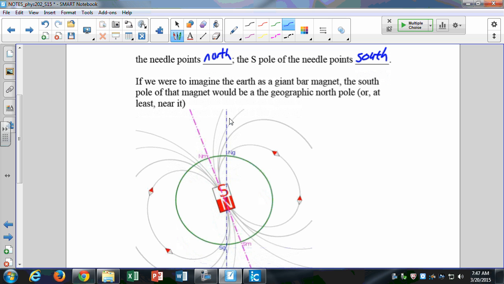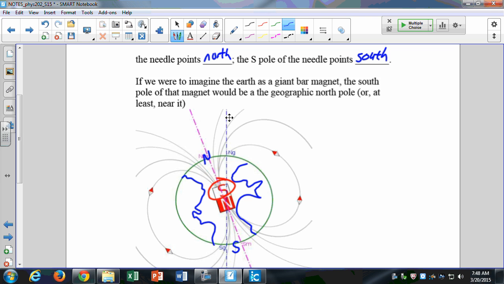But if we imagine that the planet is a big bar magnet, so for example, here's North America, there's Florida, there's South America, there's Europe, there's Africa, sort of. Where we have our northern geographic pole is actually where we have our southern magnetic pole, and vice versa. Where we have our southern geographic pole is where we have the northern magnetic pole. You'll follow what I mean?